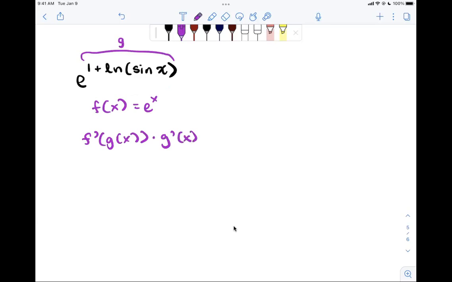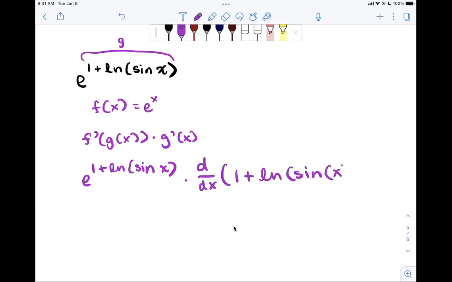Now finding g prime of x is going to be a little bit tricky. We're going to have to use the chain rule again. But let's do this. f prime of g of x, f prime of anything, e to the x, the derivative is still e to the x. So this is e to the g of x, which is e to the 1 plus the natural log of sine of x, times g prime of x, so times the derivative of 1 plus the natural log of sine of x. So let's find this derivative.